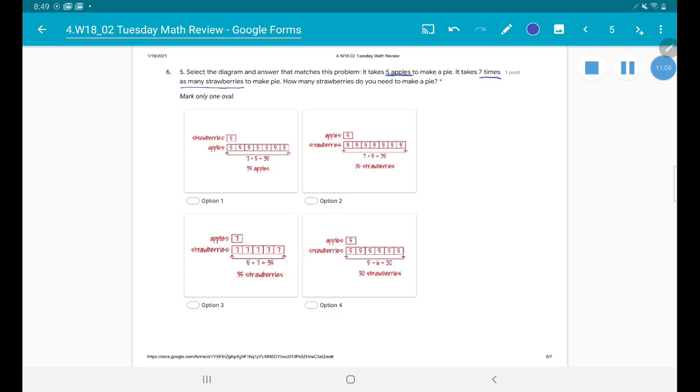So if I look at option 2, it shows 5 apples and then 7 groups of 5 for strawberries, and 7 times 5 equals 35. Option 2 is your correct answer.